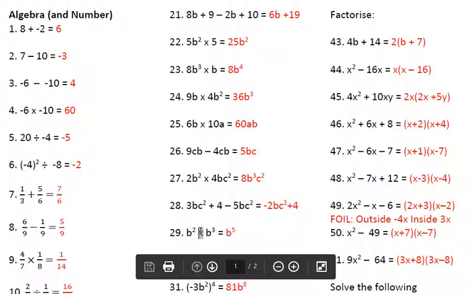Next bit here, times is the main operator in number 29. So we look at the powers. Write down the B first and look at the powers. They are 2 and 3, add them together and we get 5.